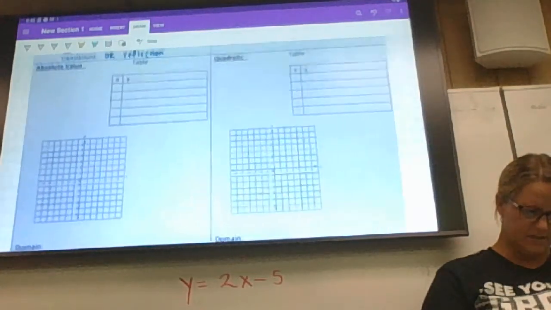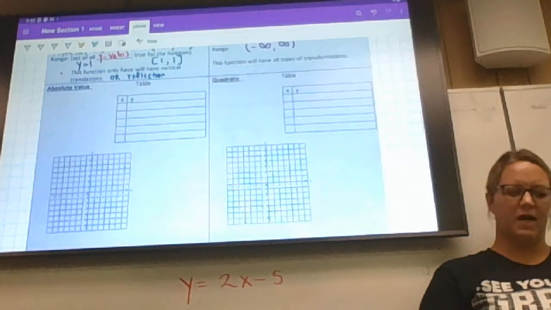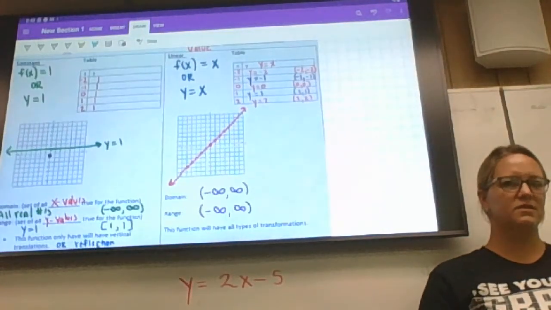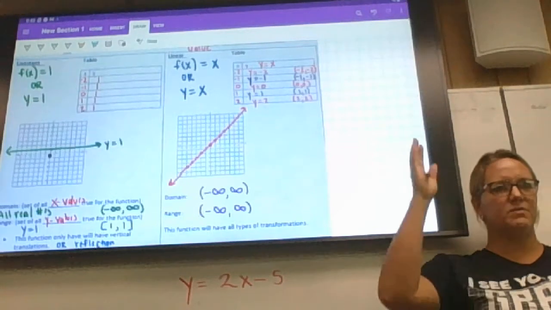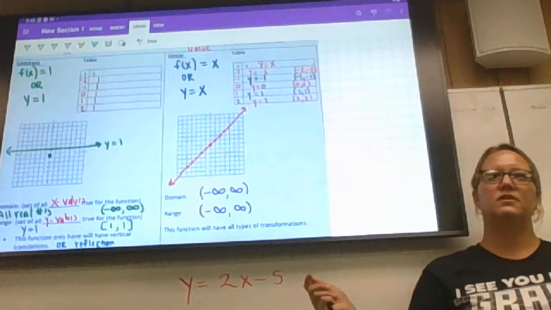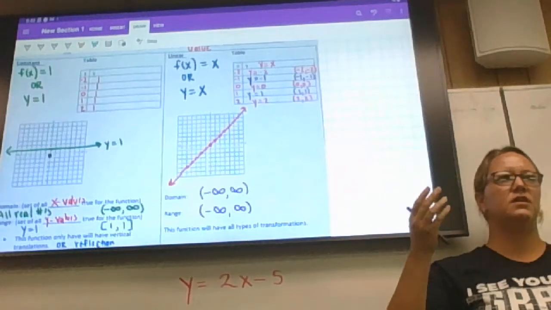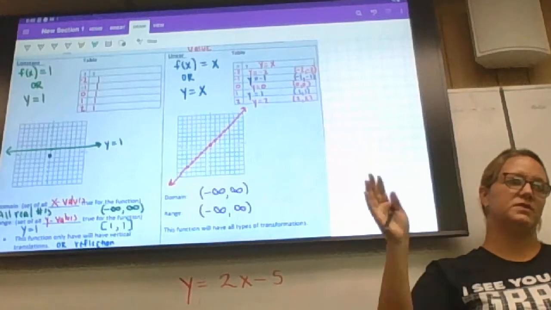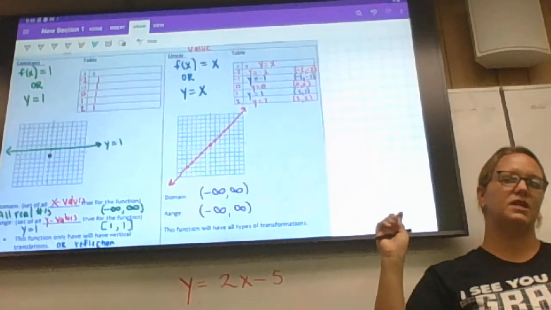Absolute value. Do you guys remember what the absolute value bars do? What's the absolute value of -5? +5. It has a positive effect. What's the definition of absolute value? It makes things positive. It's like a keyword.